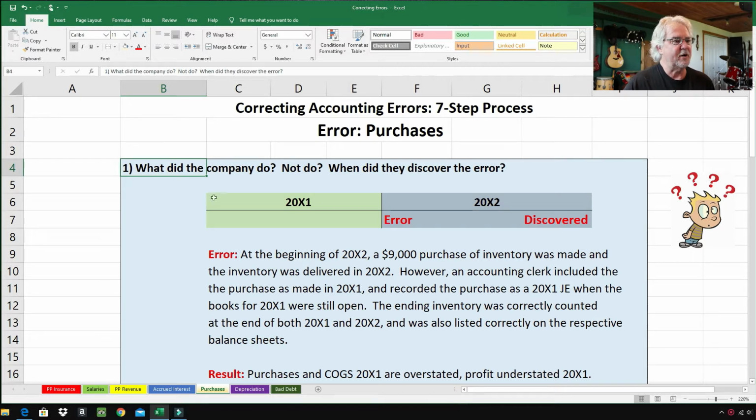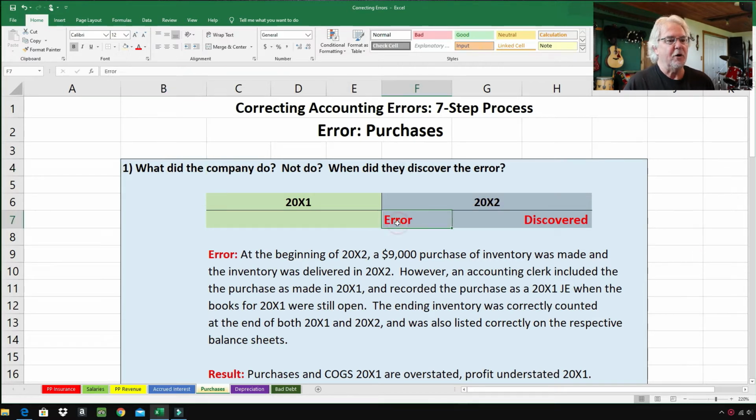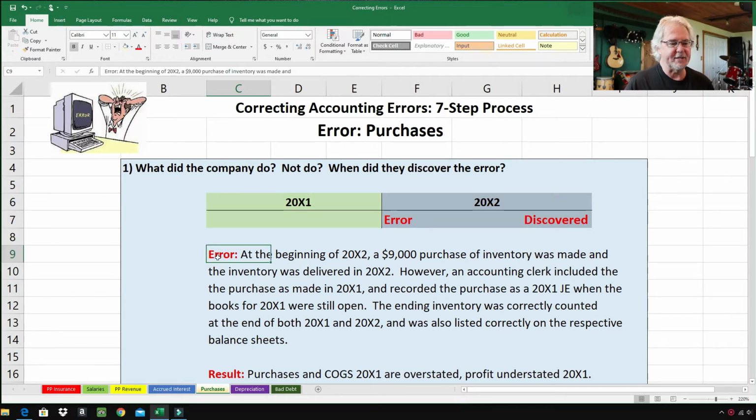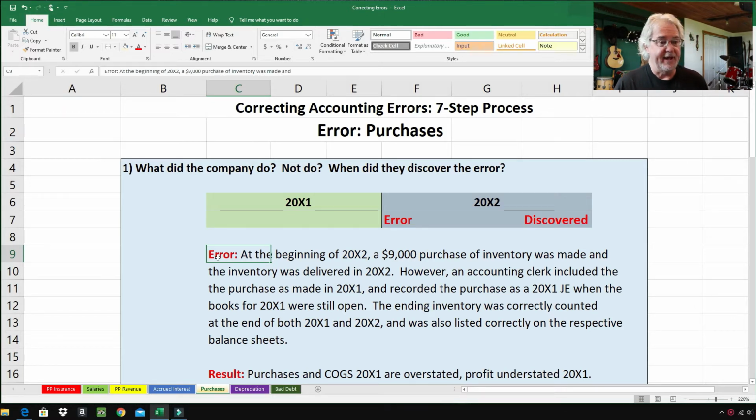So here's the error. Well, apparently there was an error right at the beginning of 2002, and it wasn't discovered until the end of 2002. And I like to make little simple timelines just like this, so that way you can visually see what's going on. Now here's the error. At the beginning of 2002, a $9,000 purchase of inventory was made. And the inventory was delivered in 2002. So this is a 2002 purchase.